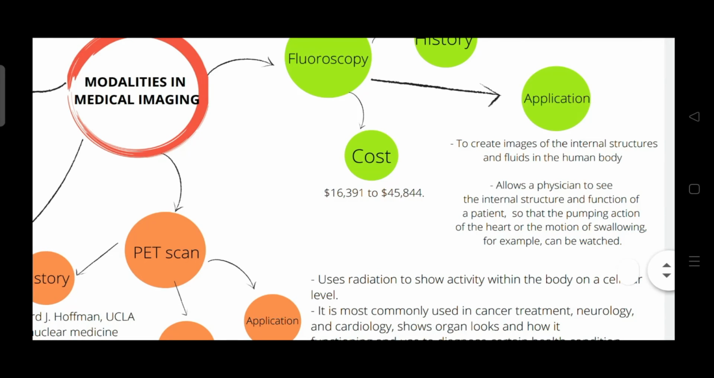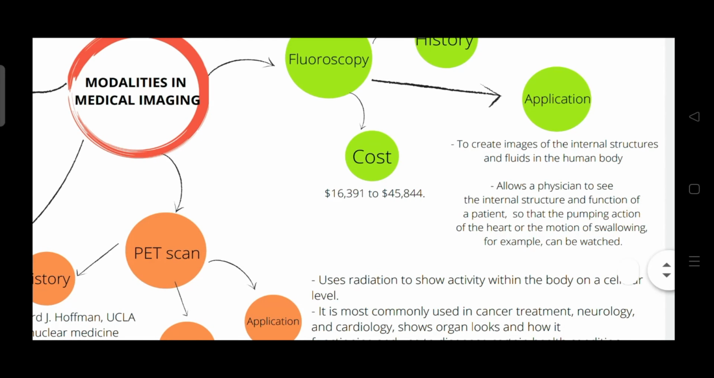The primary function of the fluoroscope is to create images of the internal structures and fluids in the human body. A fluoroscope allows a physician to see the internal structure and function of a patient so that the pumping action of the heart or the motion of swallowing, for example, can be watched. Next, the cost for fluoroscopy is around $16,391 to $45,844.